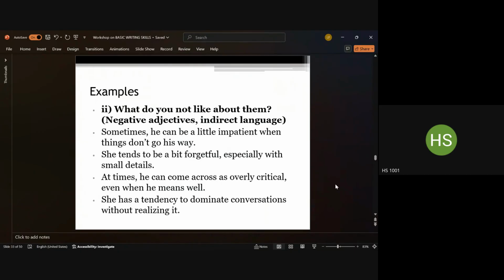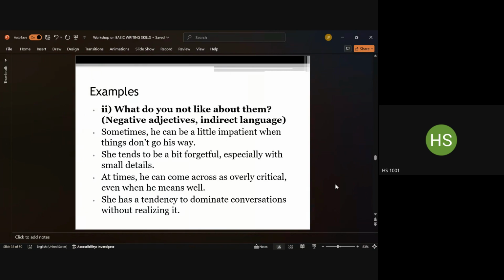Sometimes he can be a little impatient when things don't go his way, right? So this is not an explicitly negative adjective, but what you're trying to convey is a negative characteristic of the person, but in a very indirect sense, right? It's not like in your face kind of a negative description. So she tends to be a bit forgetful, especially with small details.